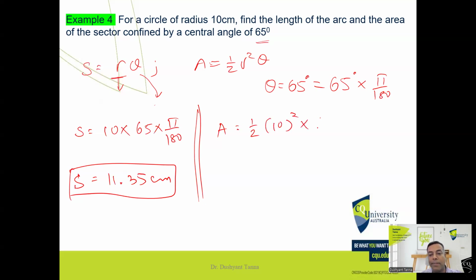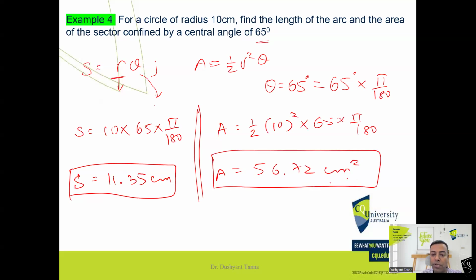And similarly, the area is half times 10 squared, and again theta, which is 65 times pi over 180, and that should simplify to 56.72 centimeters squared. Watch the unit, centimeters squared.